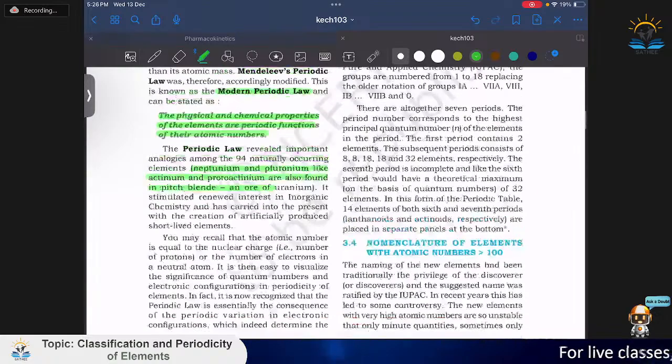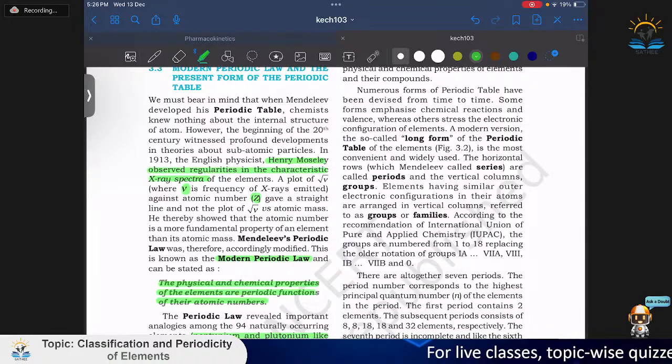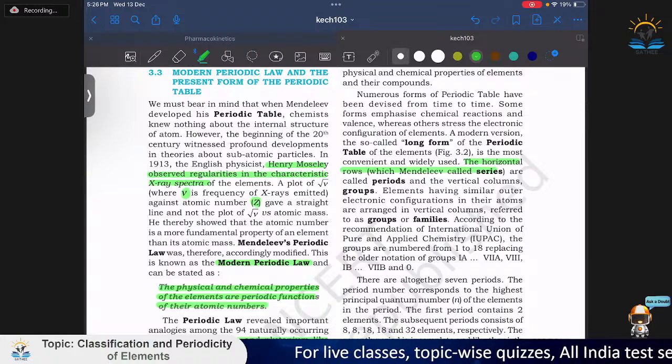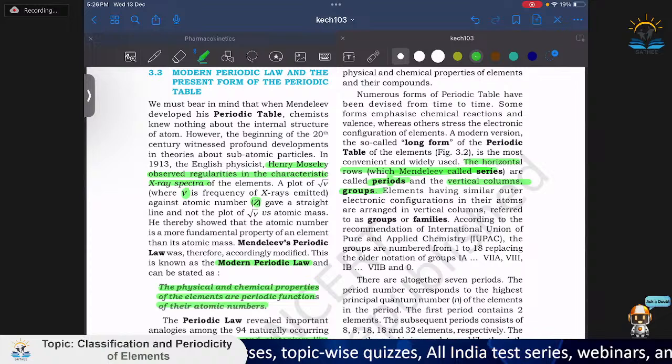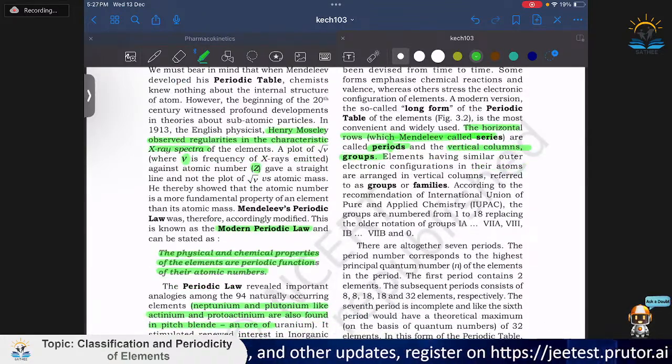Next, we will move to the long form of the periodic table, how it is arranged. So there are horizontal rows, which are called series, and the vertical columns, groups. Okay, series or periods and groups. The horizontal rows are called series and the vertical columns are called groups. Then the vertical columns, which are called groups or families, share some common characteristics. Okay.